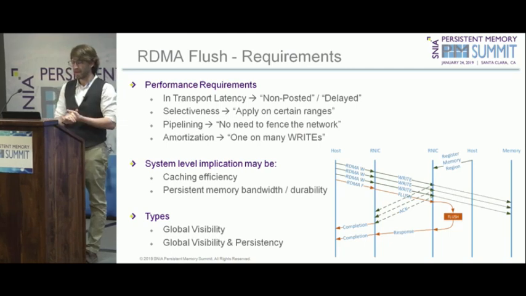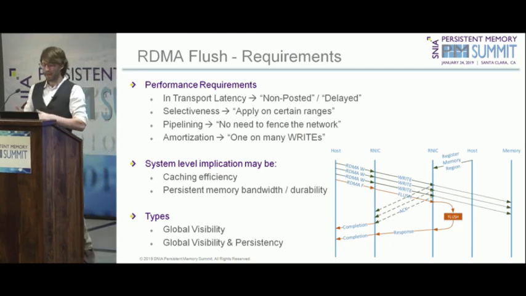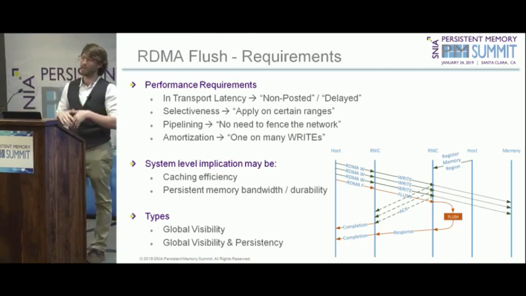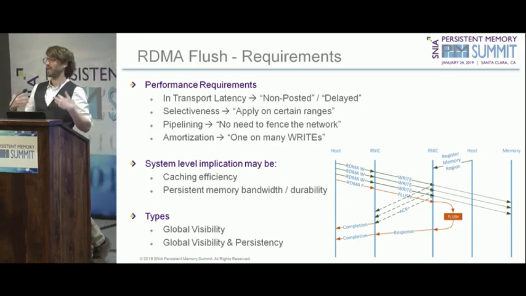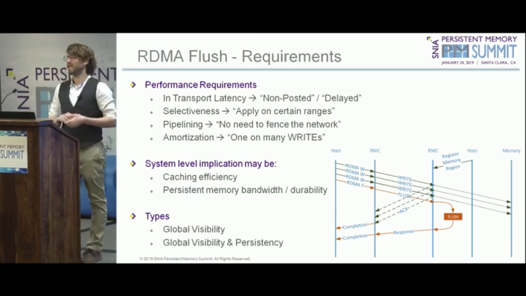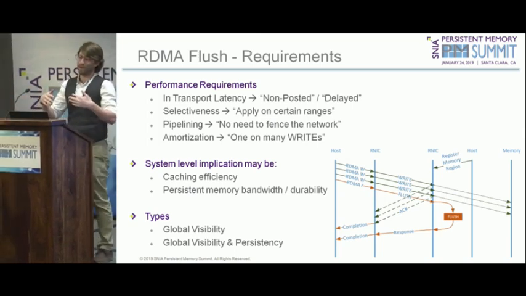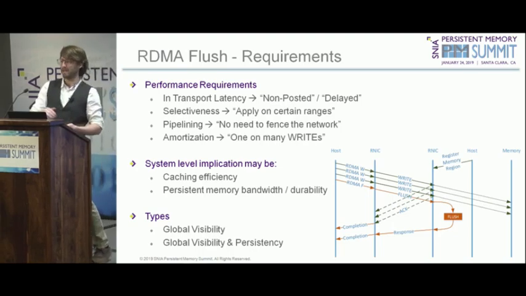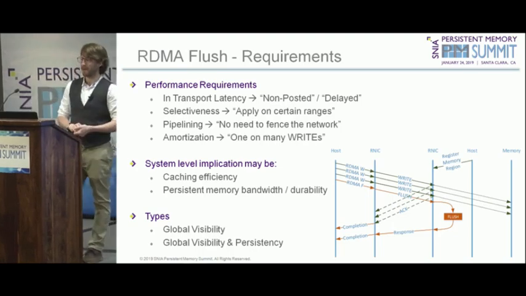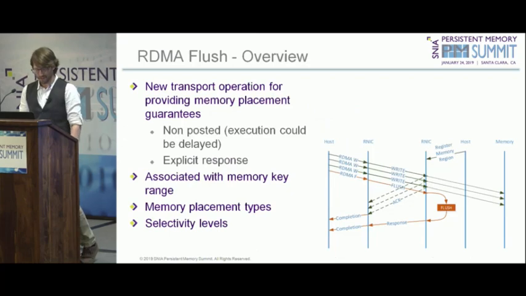And we also don't want to focus only on persistency. We want to enable also global visibility. Meaning, if I do a flush on something I wrote, I want the data to be visible also to other QPs, not only placed in persistency. So we want several types of this operation.